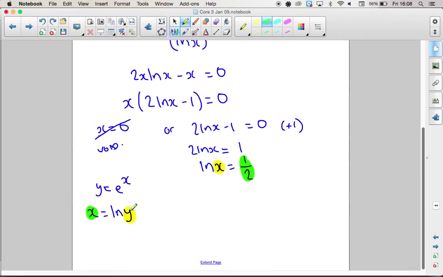So our y and our x there, we're going to have that x equals e to the half. That's in exact form, so we can stop there.